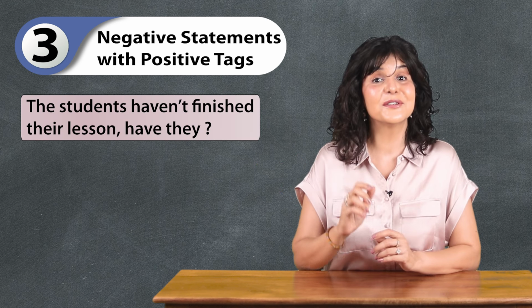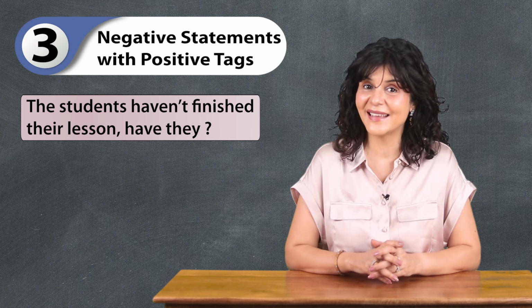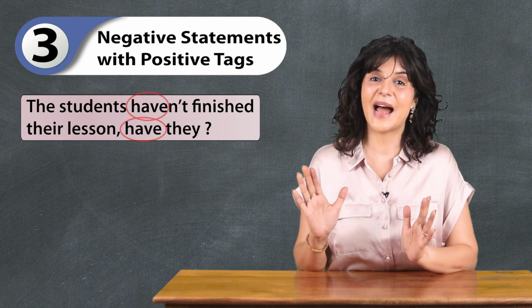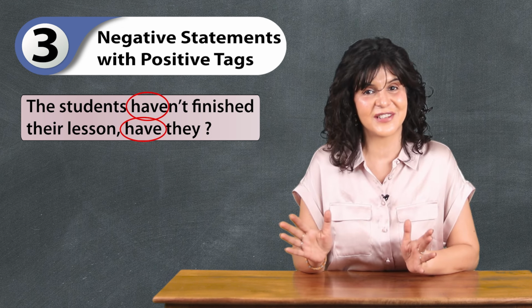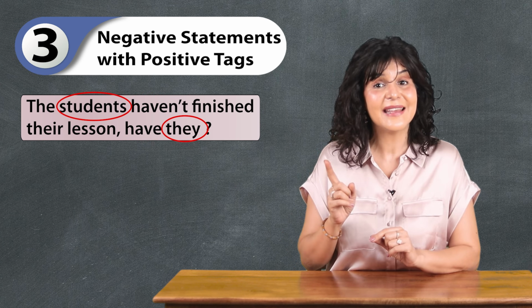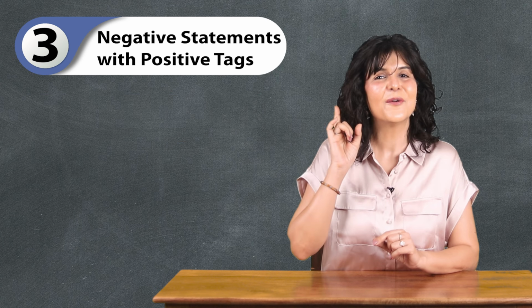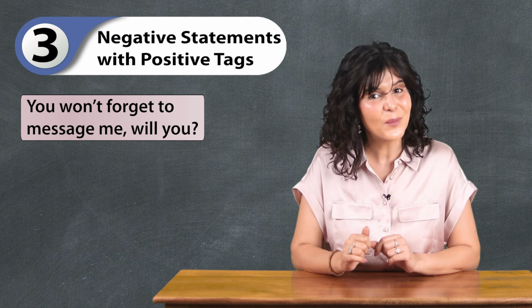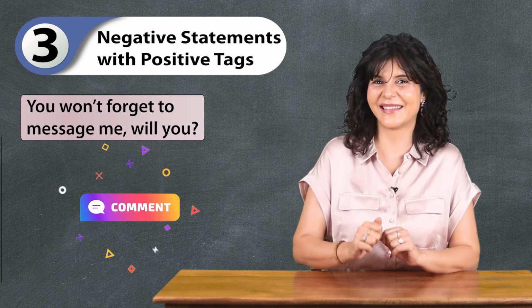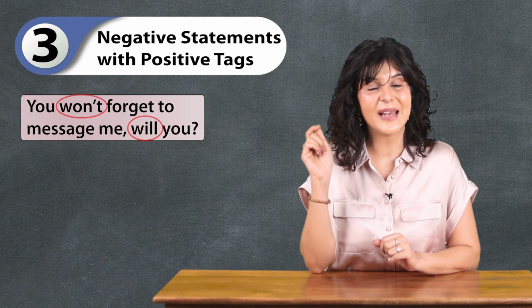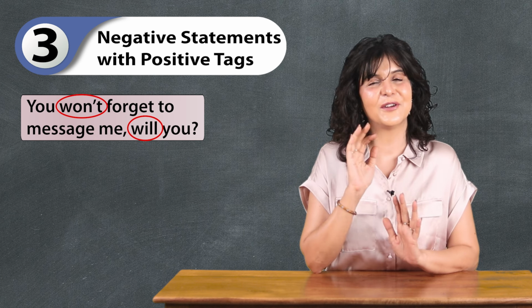The students haven't finished their lesson, have they? Same auxiliary verb have is used in the question tag and the pronoun they is used for the plural subject students. Now, you won't forget to message me, will you? The negative form of will is won't. Great.